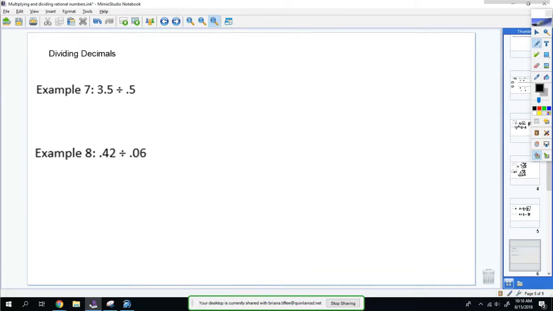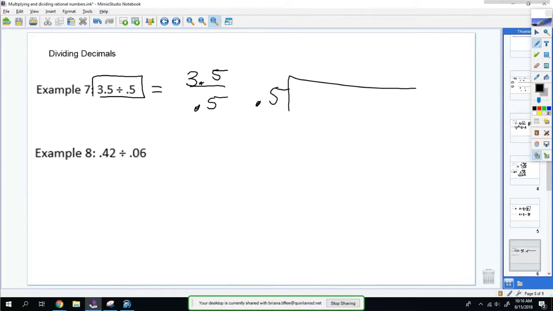Hey, let's divide decimals. So when you divide decimals, you have these decimals. So 3.5 divided by 0.5. The first number goes in the house. You can also write it like a fraction. So this can be written as 3.5 over 0.5. And remember, the top number always falls into the house. So you write it like this, 0.5 divided by 3.5.